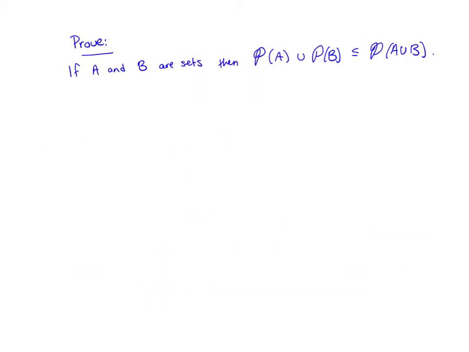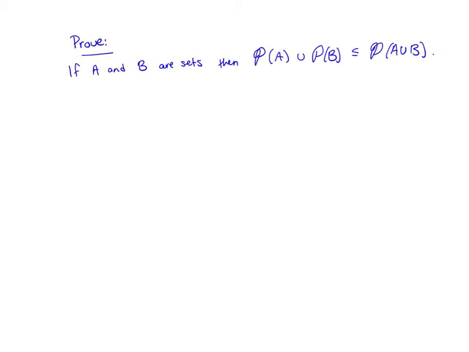Okay, let's do one more of these. So if A and B are sets, then the power set of A union the power set of B is contained in the power set of A union B. So I encourage you to take a second, think about this, convince yourself if it's true and why it's true, and that'll help us get ready to do the proof. So when you're ready, come back and we can talk through it.